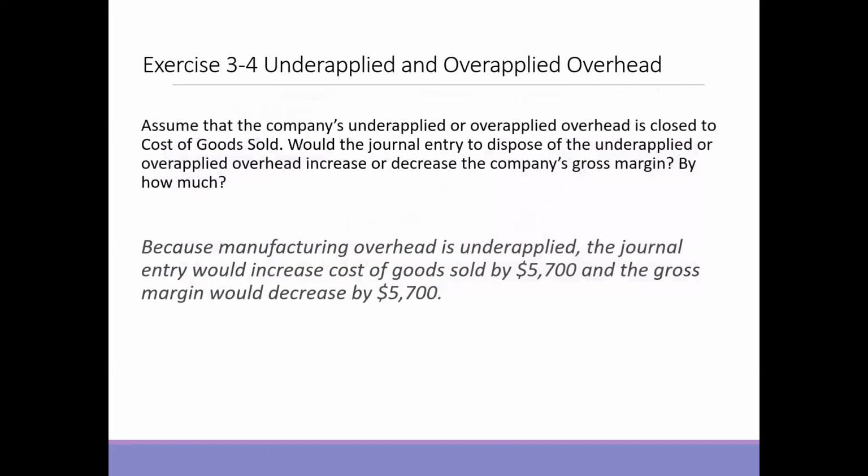Assume the company's underapplied or overapplied overhead is closed to cost of goods sold. What would be the journal entry? Well, we would increase our cost of goods sold by 5,700, which means there's less income. So it would reduce our gross margin by 5,700.